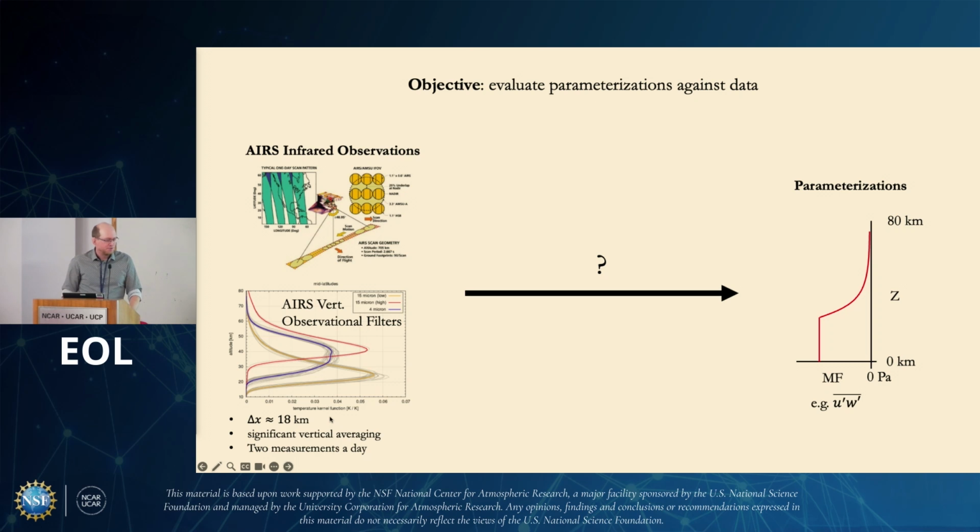there's still drawbacks with this measurement platform. You've got limited horizontal resolution, though that's pretty good. You've got significant vertical averaging. This is the vertical observational filter that effectively gets applied by taking these observations. So you have enormous vertical averaging, and you only get 2 measurements per day for this particular instrument. And we want to go all the way through to what kind of drags are we getting within the parameterizations.